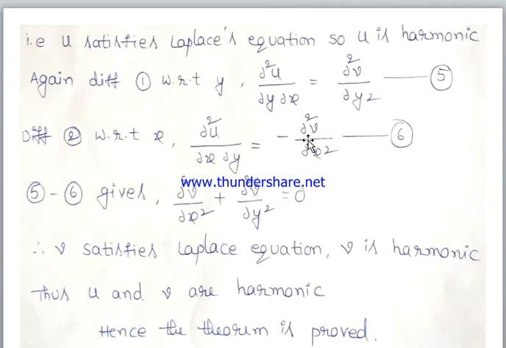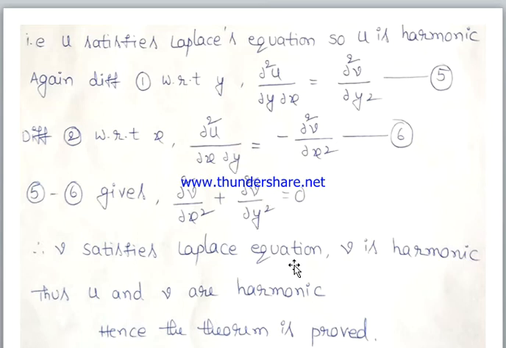This will be written as ∂²v/∂x² = −∂²u/∂x∂y. We add equation 5 plus equation 6, or since a negative sign is there, we can use subtraction also. Equation 5 minus equation 6, we get ∂²v/∂x² minus of minus plus ∂²v/∂y² is equal to ∂²u/∂y∂x minus ∂²u/∂x∂y, and that value is 0.